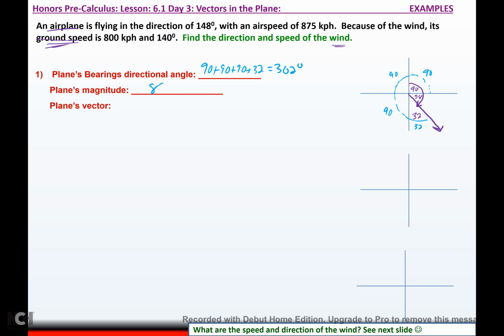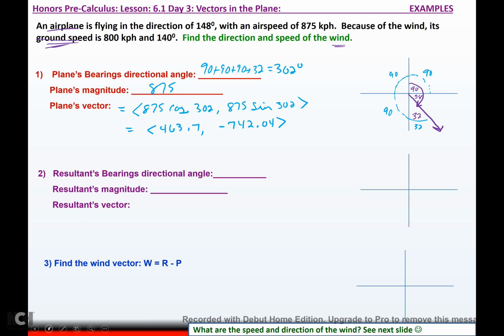The magnitude is its speed, so that's 875. The plane's vector is going to be the magnitude times cosine theta, magnitude times sine theta. Type that in the calculator, you get 463.7, negative 742.04.